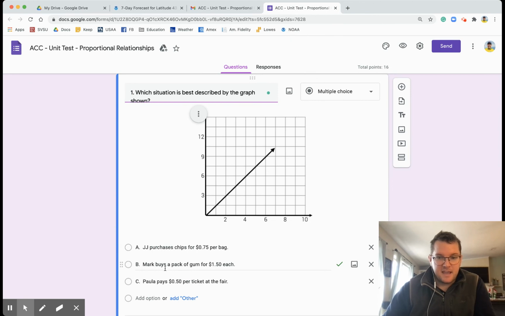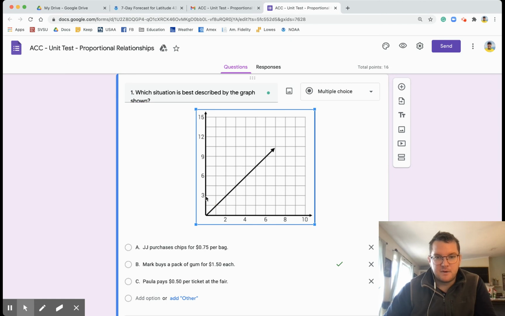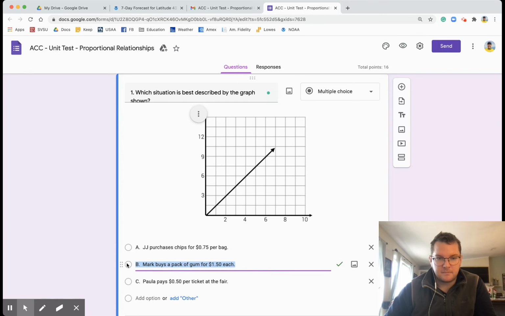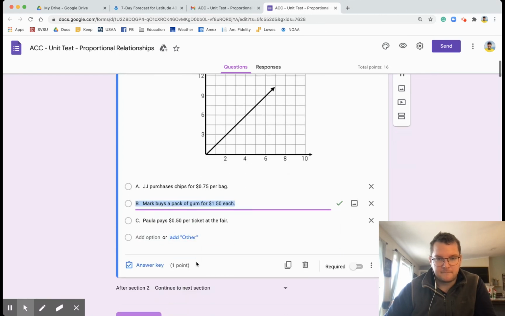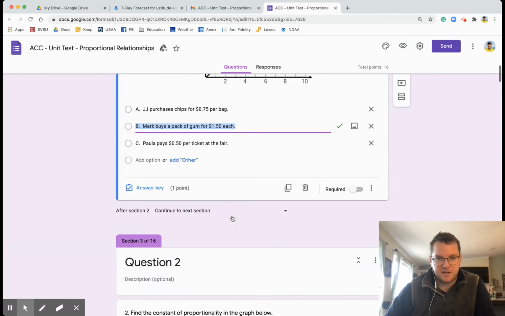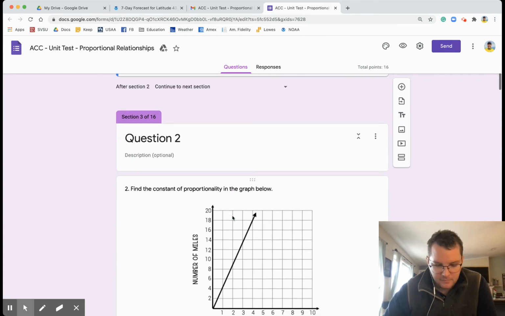So the answer would be, in this situation, Mark buys a pack of gum at $1.50 each because our equation is y over x. Remember, y over x is what we've been using in class all along. So if you look at where it crosses, right there, you have 3 as our y value over 2 as our x value. So 3 divided by 2 is $1.50. For me, it just gives me a check mark. Maybe it does something different for you, but all right.